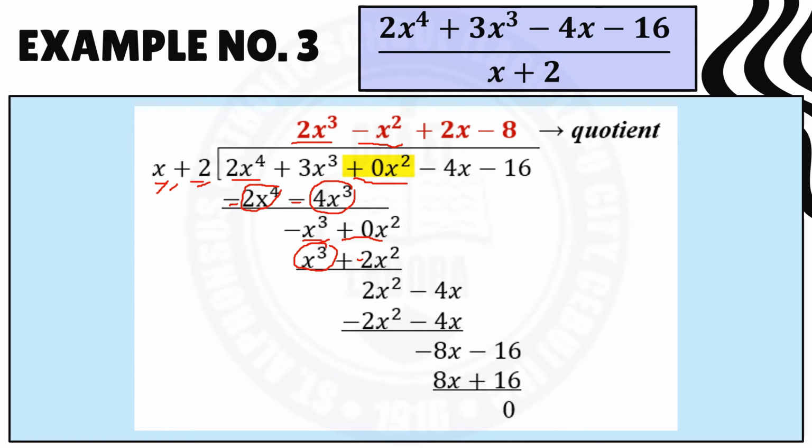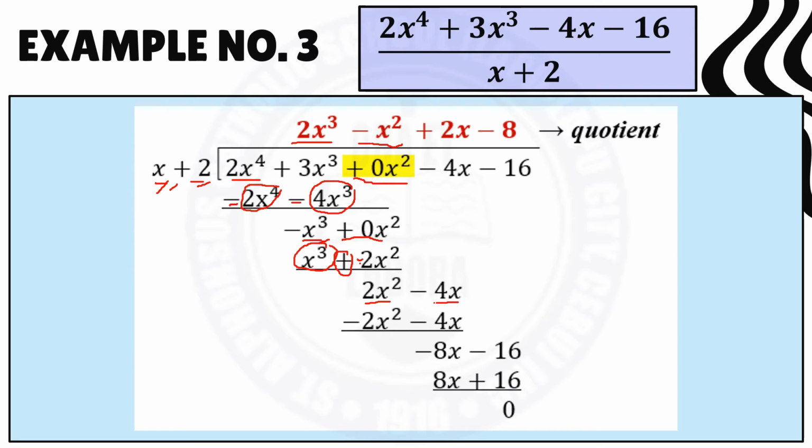Supposedly it should be negative, but since we changed the sign, from negative here, it becomes positive. And in this case, from negative, it becomes positive. So every time we subtract, there is always a change of sign. So in this case, we have 0x squared plus 2x squared, so that becomes 2x squared minus 4x.